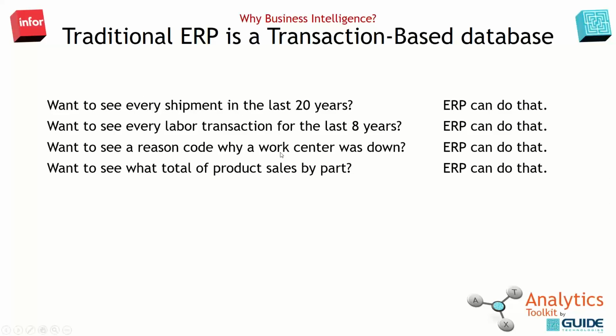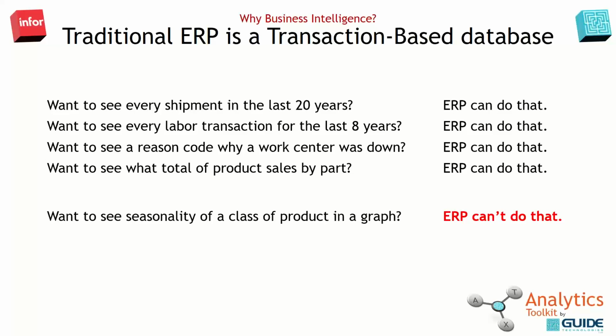I see all that detail available inside my ERP. So I don't need business intelligence for that. But generally, as an executive, as a manager, when I want to look at history, do I want to see 10,000 lines of SA transactions? Probably not. I want to see graphics. I want to see trend lines. So if I want to see seasonality of a class of products in a graph by quarter, I can't do that.